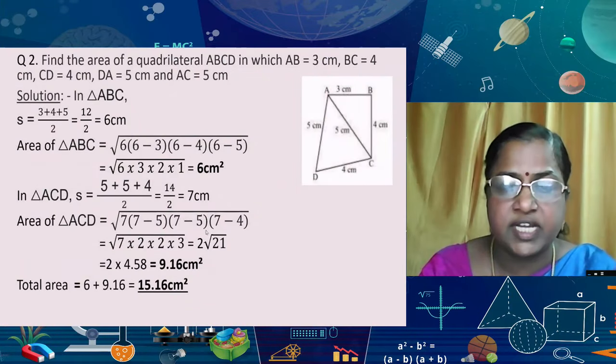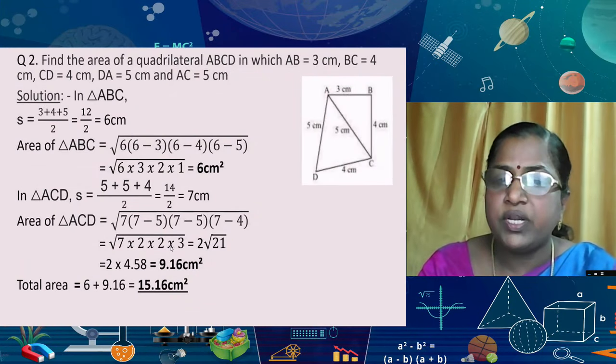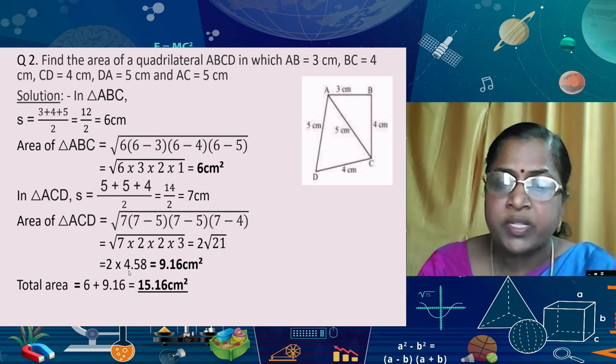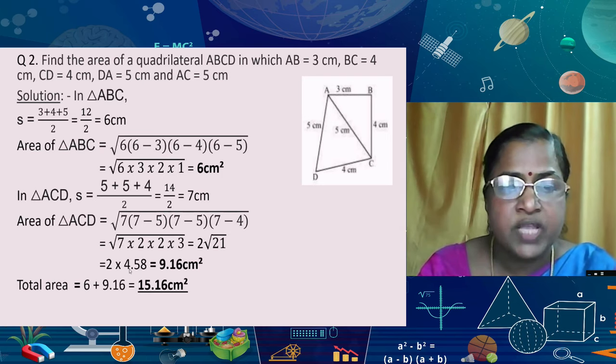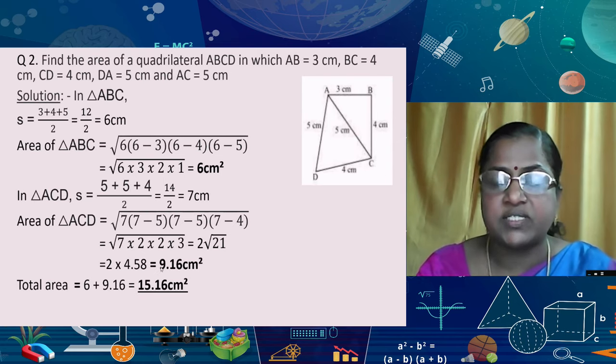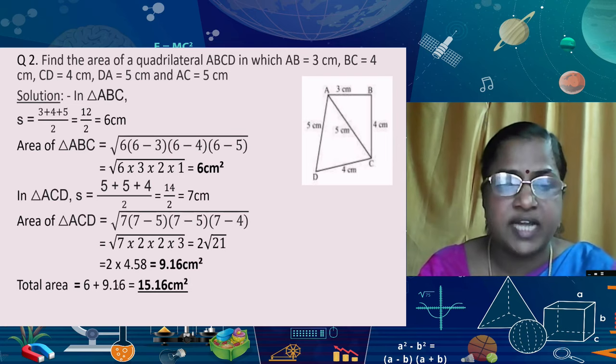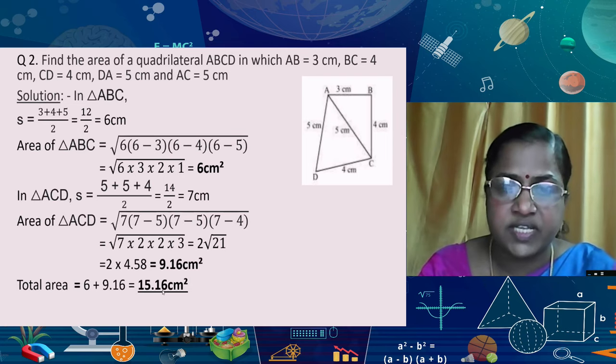In triangle ACD, S is equal to (5 plus 5 plus 4) upon 2, that is 14 upon 2, is 7 centimeter. So now we can find the area of triangle ACD by root of S into (S minus a) into (S minus b) into (S minus c), that is root of 7 into 2 into 2 into 3, that is 2 root 21. There also we can find the square root of 21 by long division method, that is 4.58, and we can get the area by multiplying these two, that is 9.16 centimeter square. Now the total area is area of triangle ABC plus ACD, that is 6 plus 9.16 equal to 15.16 centimeter square.